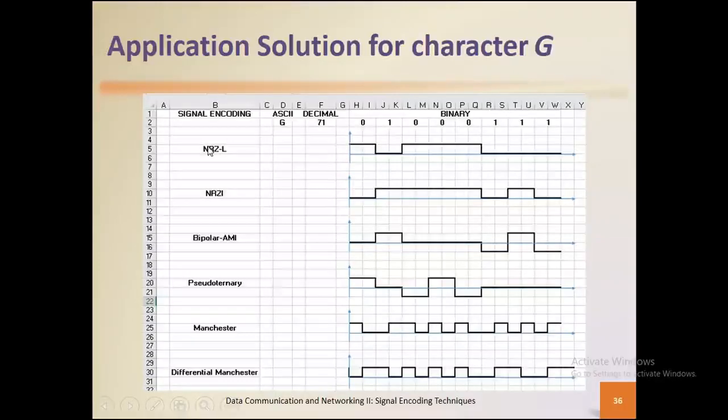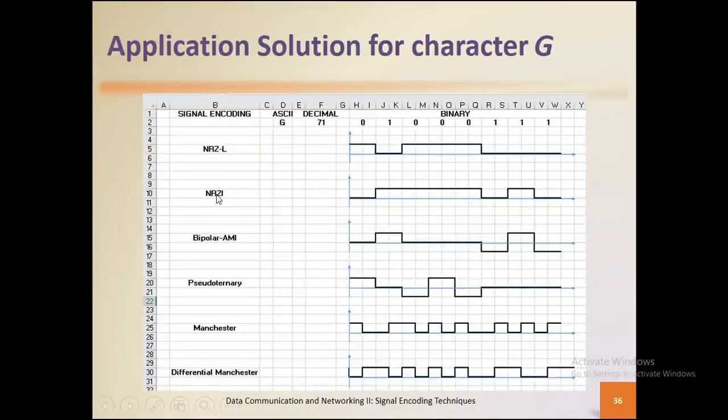For the non-return to zero level, as we've indicated, you can go back to the rules that apply to it. When you have a 0 bit, it should have a high voltage pulse. A 1 is a level voltage pulse. So 0 as usual is high, high, high, and 1s are lows.